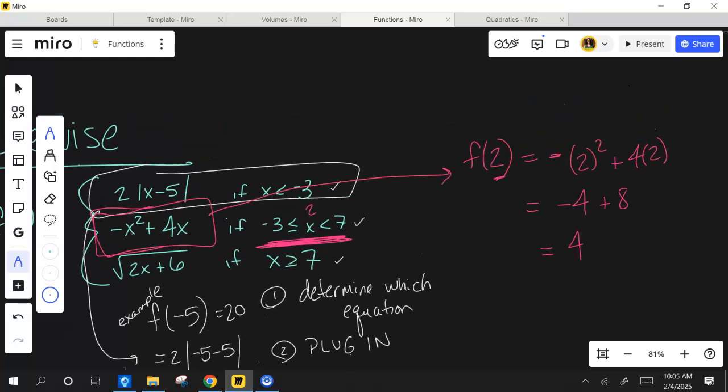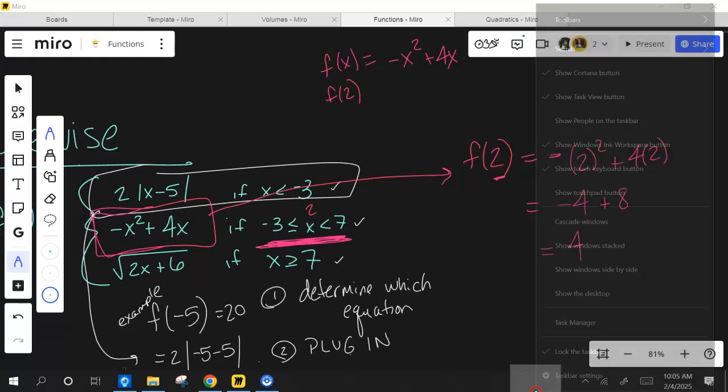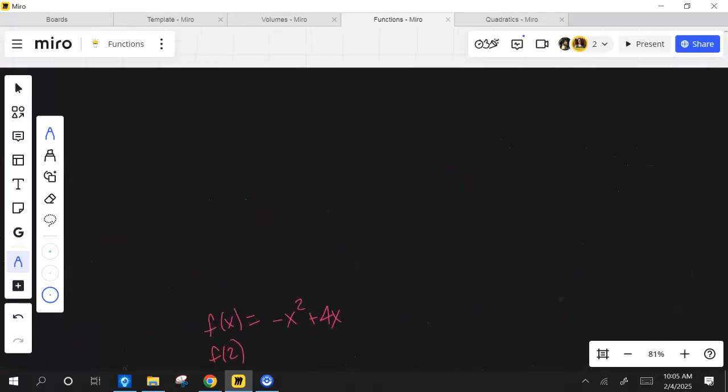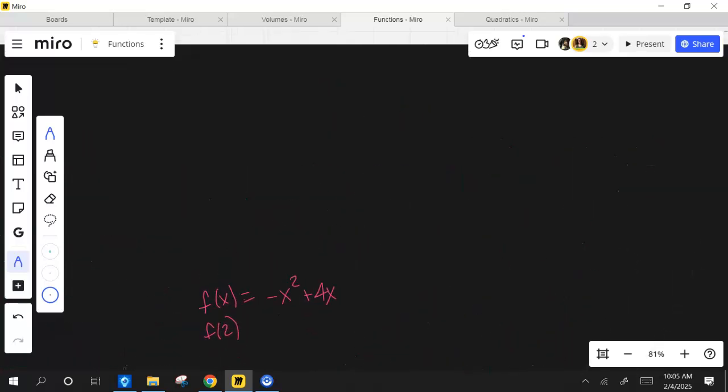If I told you the f of x was -x squared plus 4x, and then I said, what is f of 2? What would you do? If you had nothing but just that, what would you do?